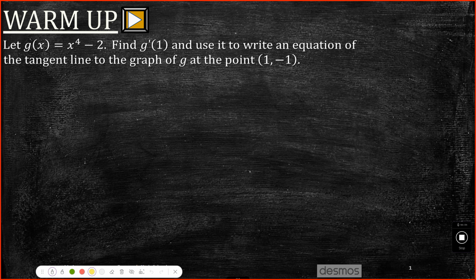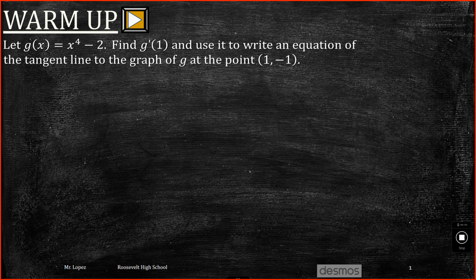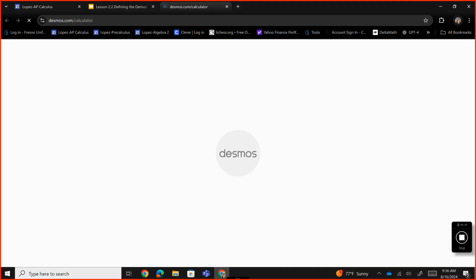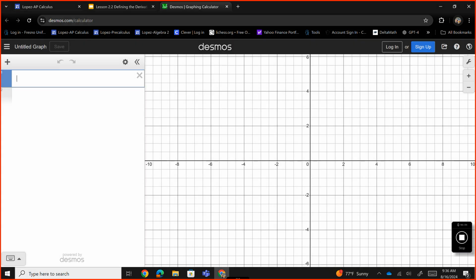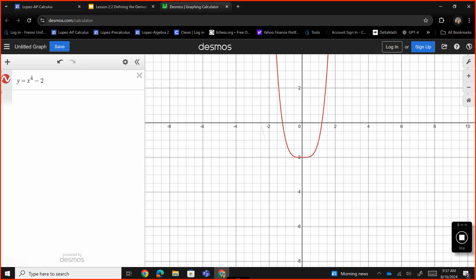What does this function look like on a graph of fourth degree? Let's go to decimals just to show you what it looks like. Decimals, x to the fourth minus 2. So we got y equals x to the fourth minus 2. This is what it looks like.